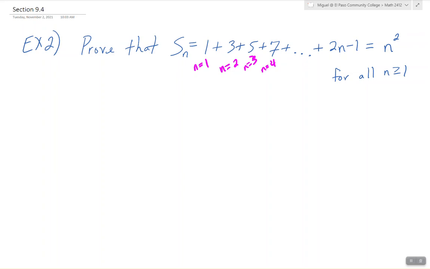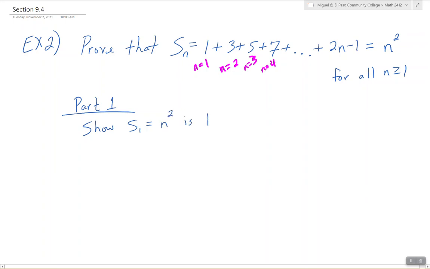There's two main parts to this. The first part is going to be, we're going to show that the formula is true when n is equal to 1, okay? So part 1, we're going to show that it is true for, actually let me put s sub n first, for n equals 1.